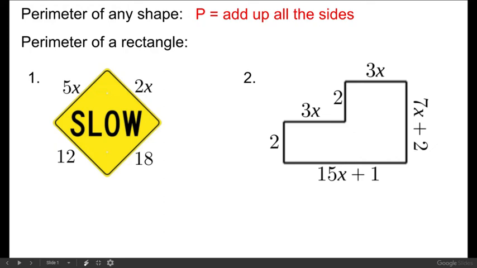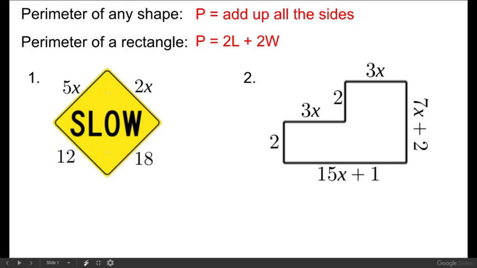The one formula that we learned specifically is the perimeter of a rectangle. The perimeter of a rectangle, hopefully you guys remember, has a formula P equals 2L plus 2W, because in a rectangle you have two lengths and you have two widths, so you're adding them up together. So I'm going to do these two problems here for you.